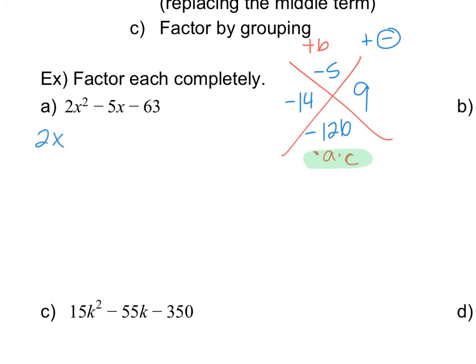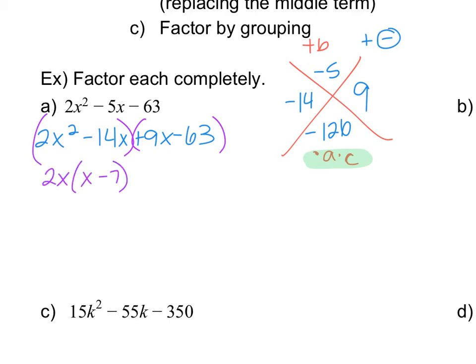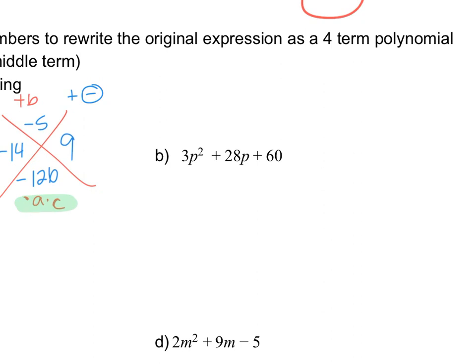So then let's write it as a 4-term polynomial. So 2x squared minus 14x plus 9x minus 63. It doesn't matter if you switch that -14x and 9x, doesn't matter. So now let's factor by grouping. So you're going to factor out a 2x, and we come out with x minus 7. Here we're going to factor out a positive 9, so x minus 7. Good, our parentheses match up, so this is going to be 2x plus 9 times x minus 7. Good, and okay, let's go to the next one.